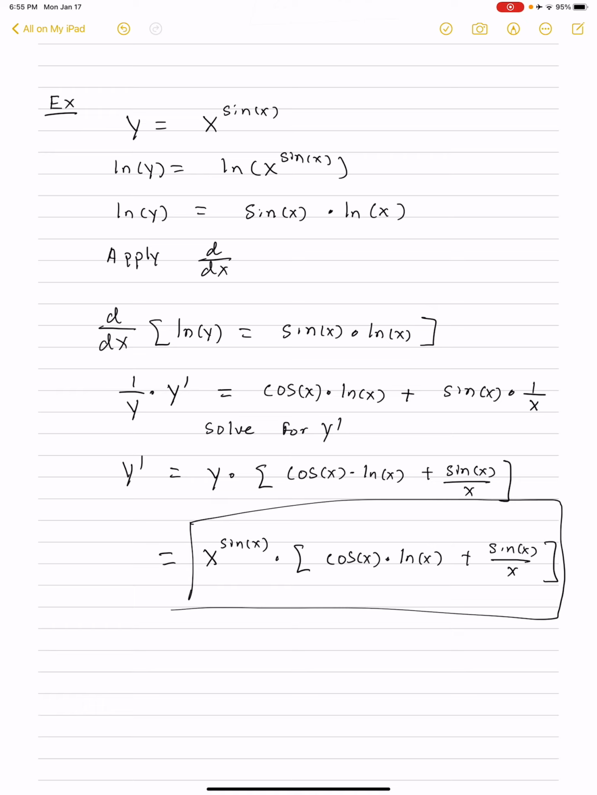The key here is to take the logarithm, then apply differentiation. Before we apply differentiation, we'll typically use the rules of logarithms to move that exponent down. And in taking the logarithm, we'll also now have an implicit derivative. That is, when we just had ln of y, it was 1 over y times y prime. Then we solve for y prime. In this instance, we got what was in this box.